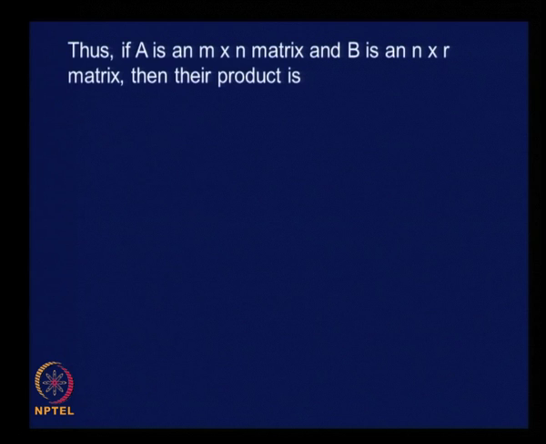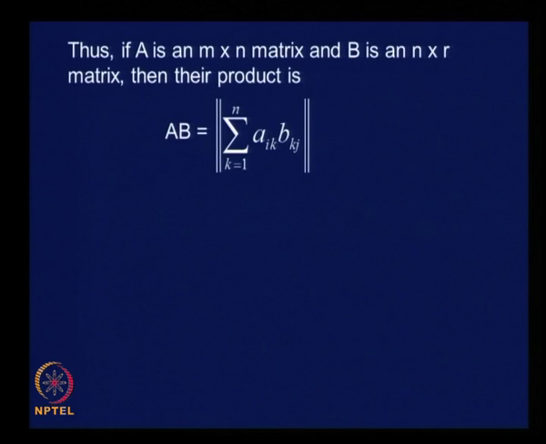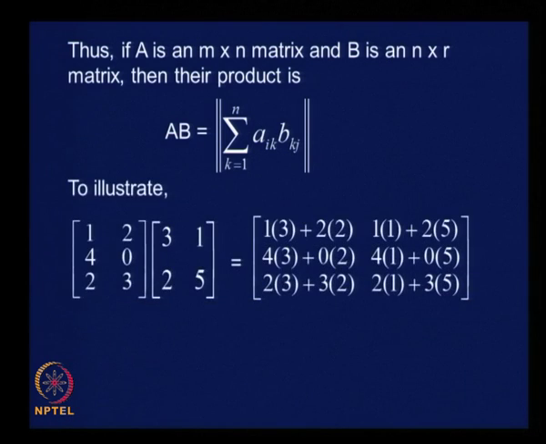Thus, of course, if A is an m by n matrix and B is an n by r matrix, then their product is symbolically represented like this. Okay. I and j values are involved. Let us consider this numerical example. We need to multiply a 3 by 2 matrix, that is 3 rows and 2 columns, by a 2 by 2 matrix. Is that acceptable? So, we can do multiplication.